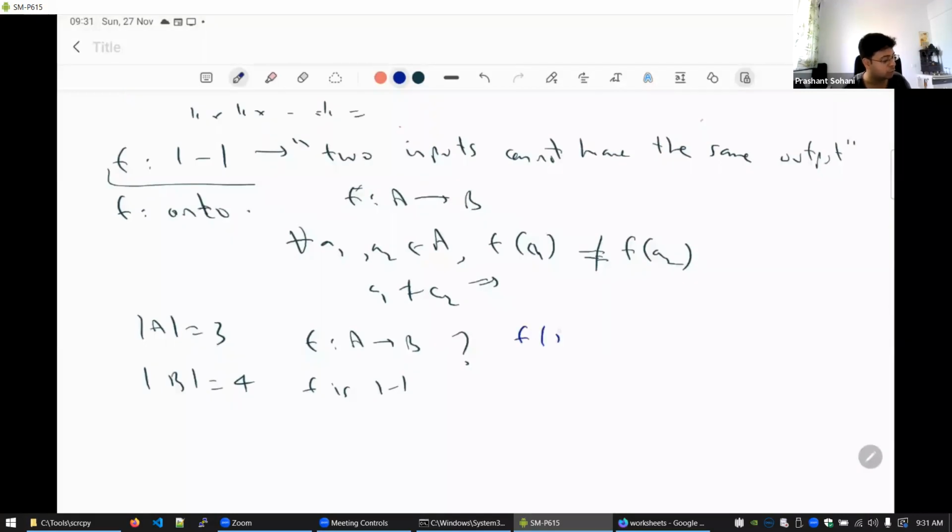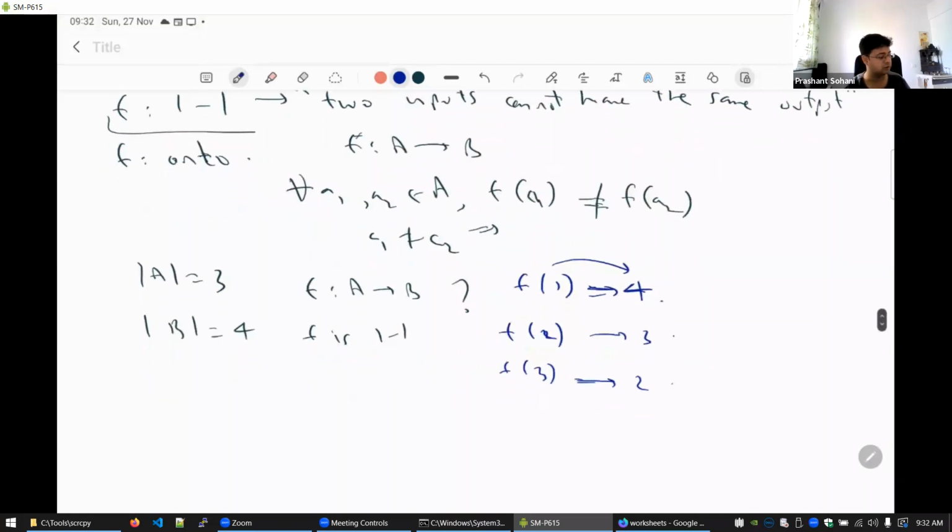So f of 1 has 4 options. It can be any one of the 4 possible values of set B. Once f of 1 has been assigned, f of 2 will be left with only 3 options because the first one is no longer available, right? And f of 3 will have 2 options. So therefore, the 3 into 2.